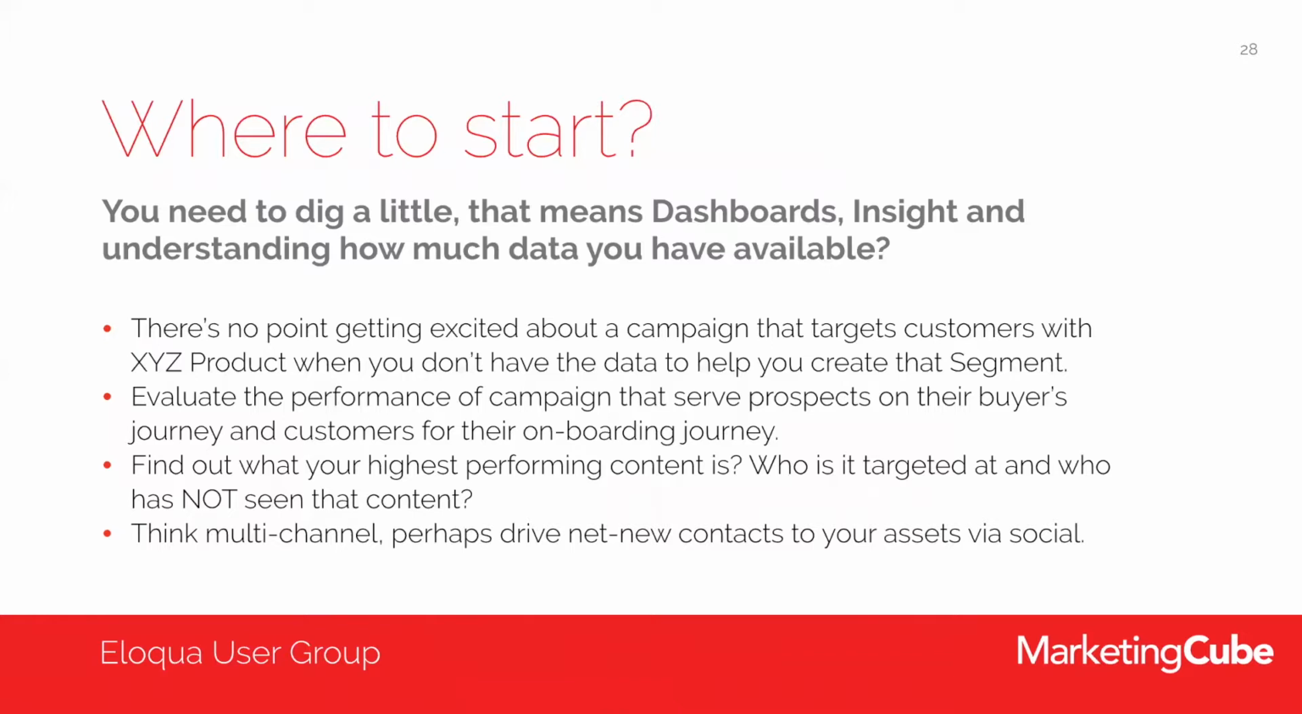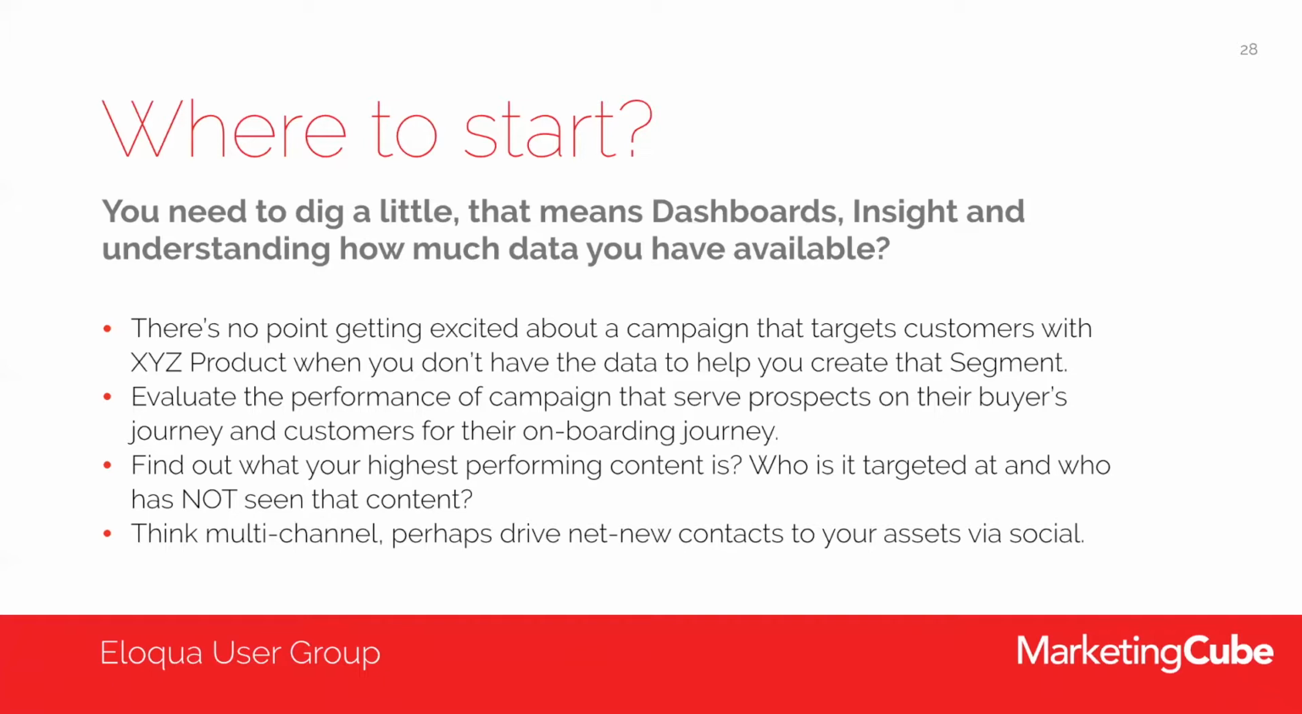Then the next step I would suggest is to evaluate the performance of campaigns that serve prospects on their buyer's journey and customers for their onboarding journey. So understand if you've got campaigns that are in play today, have a close look at those, understand which emails are performing better than others, and then work out which ones potentially need to change or modify. And then we can start to understand where we need to potentially modify the journey. And we'll show you some examples here in just a moment.